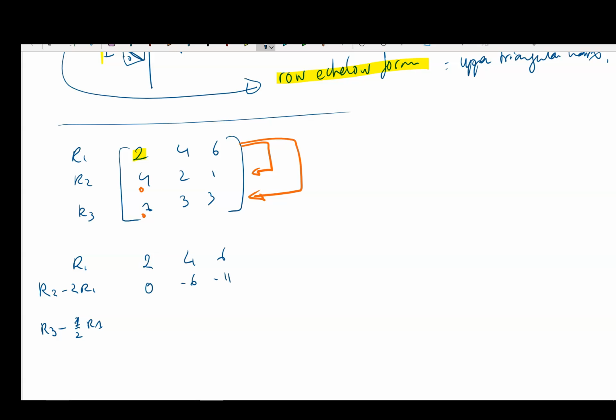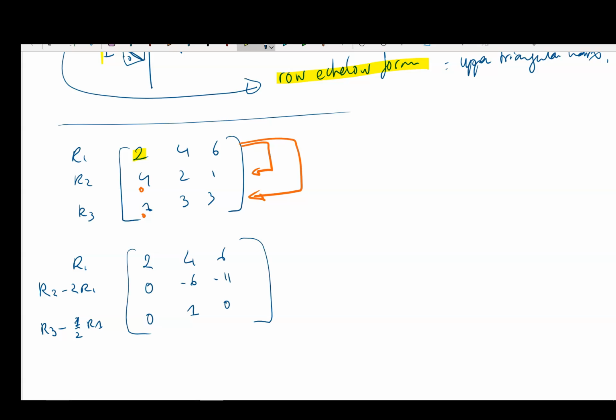That's 1 minus 2 over 2, so 2 minus 1, so that I get my 0. Then 3 minus 4 over 2, that's 3 minus 2, that's 1. And I've got 3 minus 6 over 2, that's 3, so that's 0 here. Good. Right, so let's perform the next step.